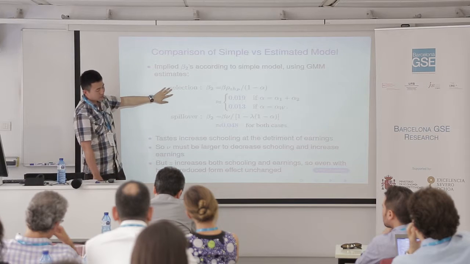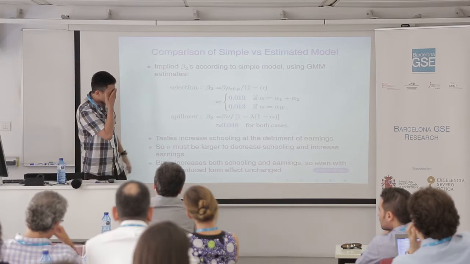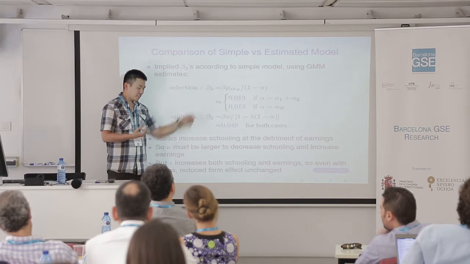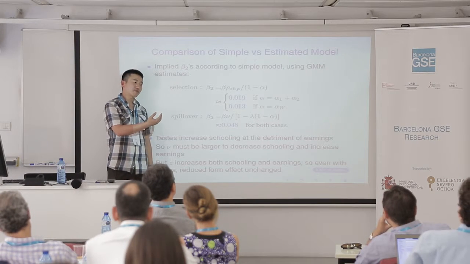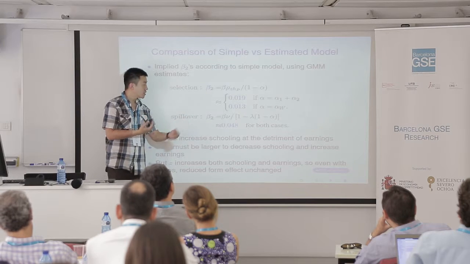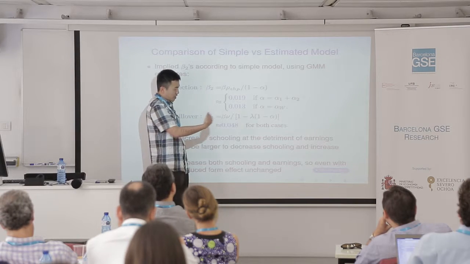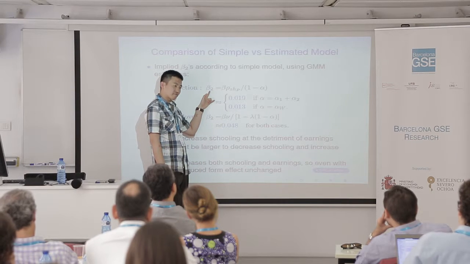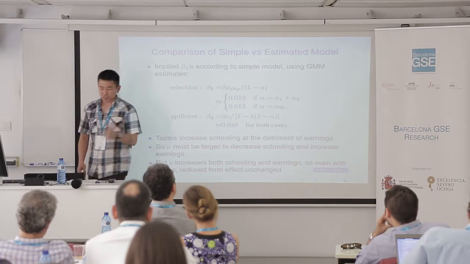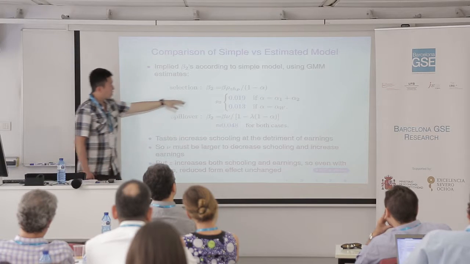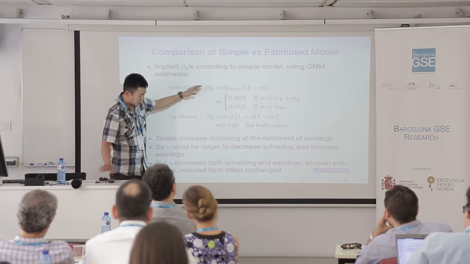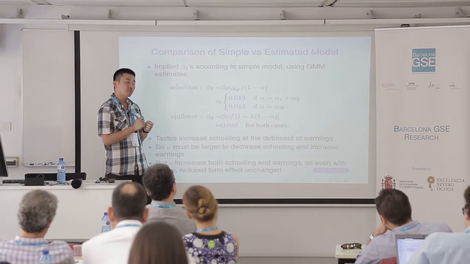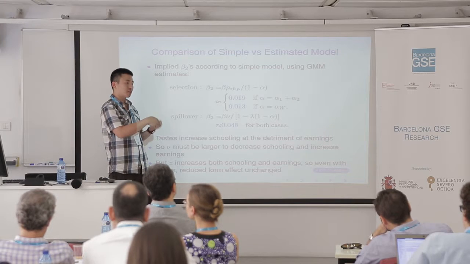So why is that? Although I included some taste heterogeneity, Z is a variable that not only increases my earnings, but also increases my schooling. So even though I include taste heterogeneity, the effect of Z is still there. What is the effect of increasing Z? It's going to increase both schooling and earnings. While what is the effect of the taste heterogeneity? It's going to increase schooling but decrease earnings.